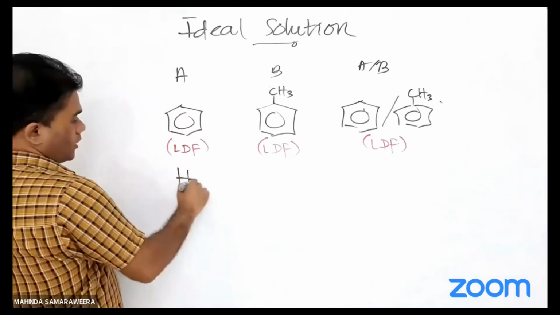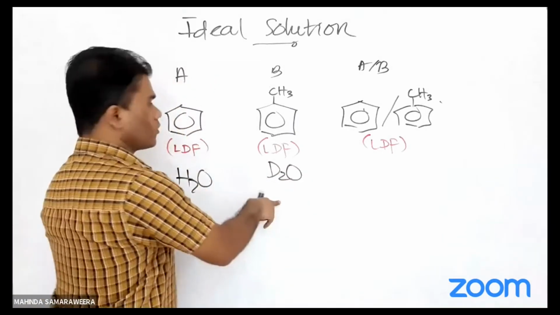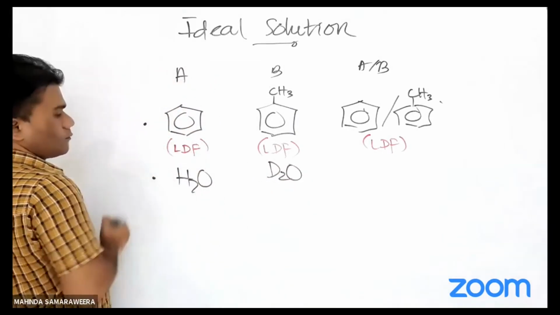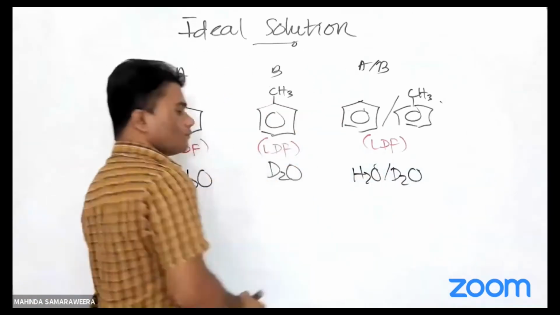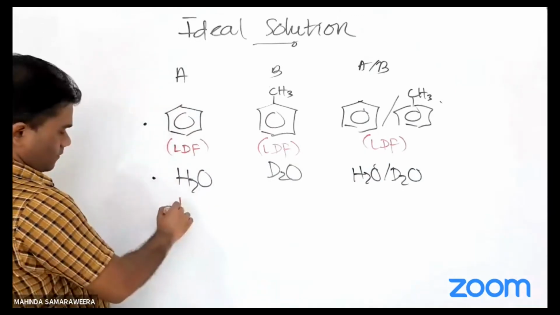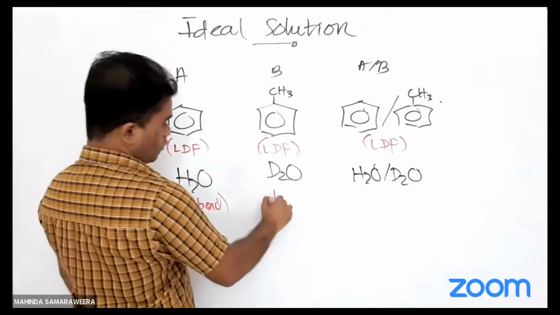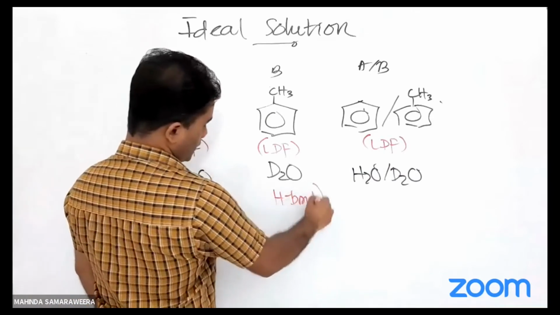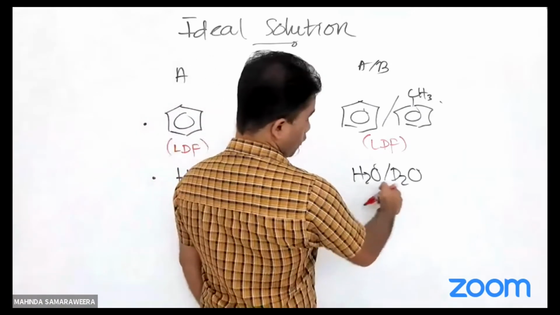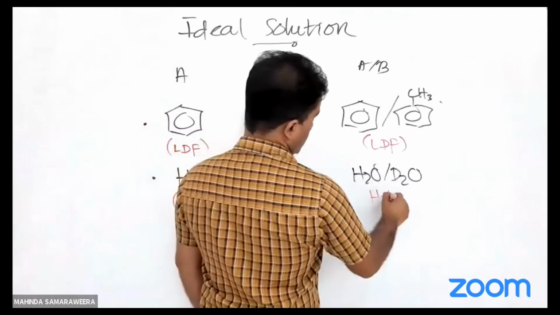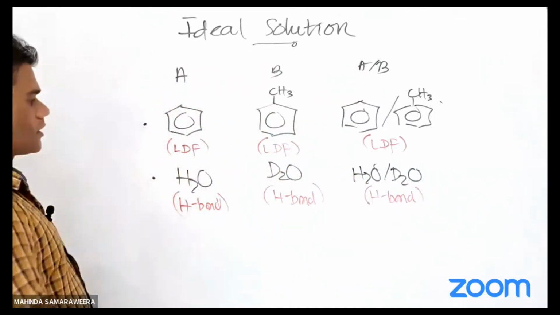Next one, I got water and D2O, another example. Then here we have H2O and D2O. What about the strength of attraction? This one is a hydrogen bond, and this one is also a hydrogen bond. D means hydrogen's second isotope. This is water D2O. It should be again a hydrogen bond. Quite similar attractive forces.